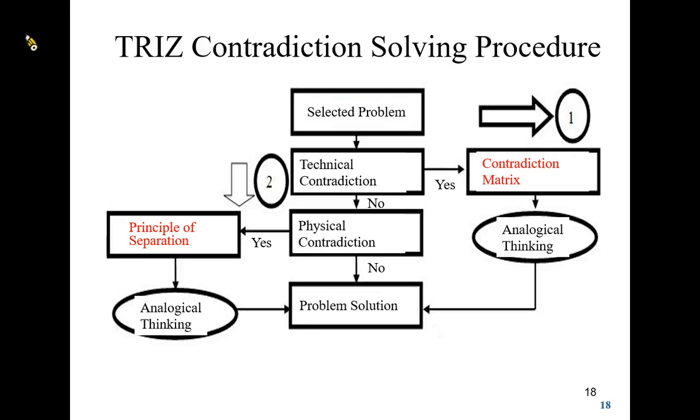Next, we use this slide to tell you when we use different methods to solve technical or physical contradictions. First we have a problem, and we identify whether there is any technical contradiction. If yes, we use the contradiction matrix. If no, we check whether there is a physical contradiction. If yes, we use the principle of separation.